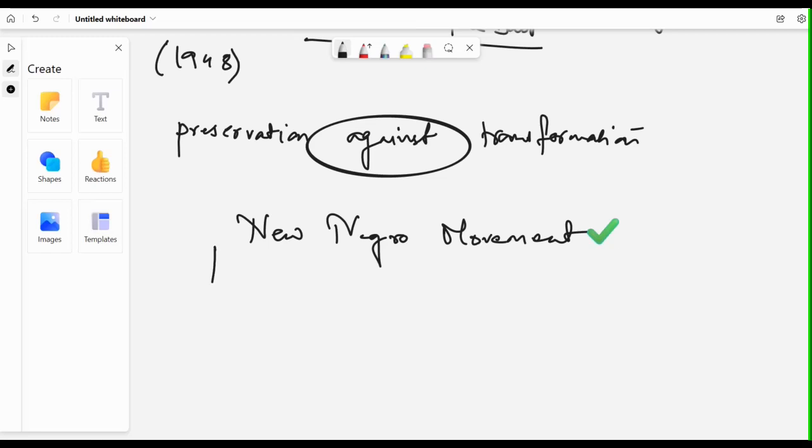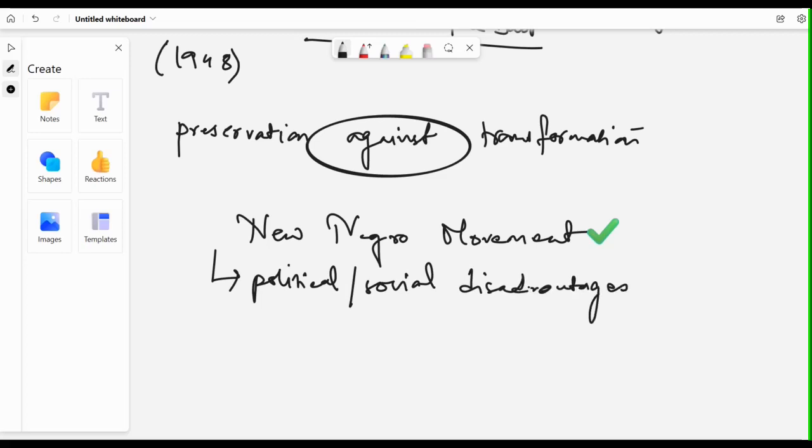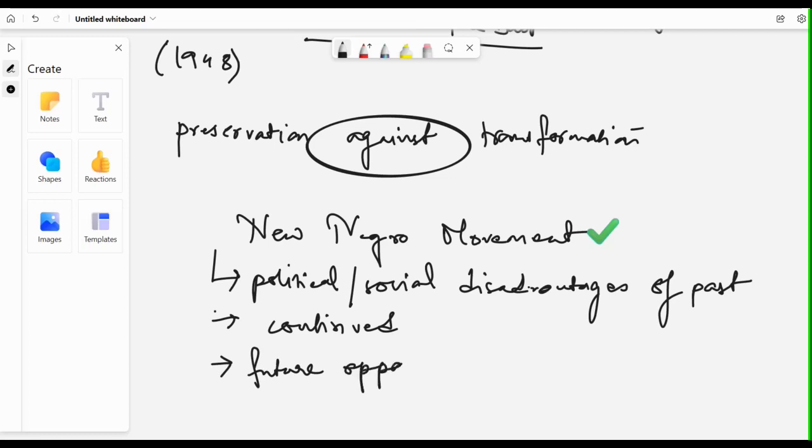So the New Negro movement became the representative barometer, the measuring scale beside which were put the political and social disadvantages that the race had to face since the very beginning of the past, the continued racial prejudices that still existed, and the pondering and acceptance of new future opportunities. They were accepted as they made use of the newfound availability of education, higher education, college education, university education.